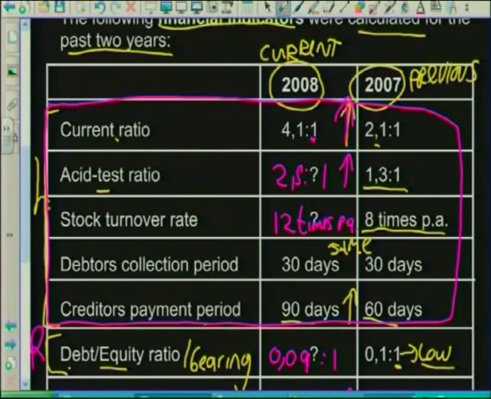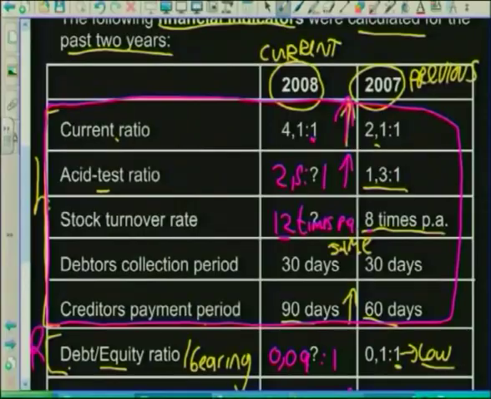Your stock turnover rate is your third liquidity ratio. If we look at stock turnover rate, 2007, it was 8 times per annum. 2008, it's now 12 times per annum. So this business is selling stock at a much faster rate, which is absolutely brilliant for liquidity. Your next liquidity ratio, the fourth ratio, is your debt collection period.